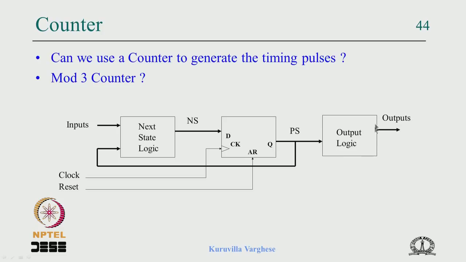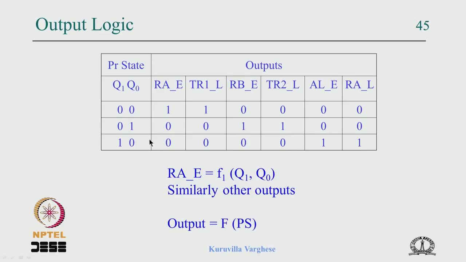Now we have to design this output logic, whose input is the present state and whose outputs are the various outputs we need. We can write the truth table for the output logic in this case. The input is the present state, in this case 2 bits Q1, Q0, and there are 6 outputs. For convenience I have shown these together, but they have to be separate, because luckily in this case they have similar pulses, but if you are adding B to C then the TR1 latch and B will have the same kind of pulses. So they have to be separate. We know that in 00, at least for this case, these two are 1. In 01, the register B enable and TR2 are 1, and in 10, the ALU enable and the register A latch are 1.